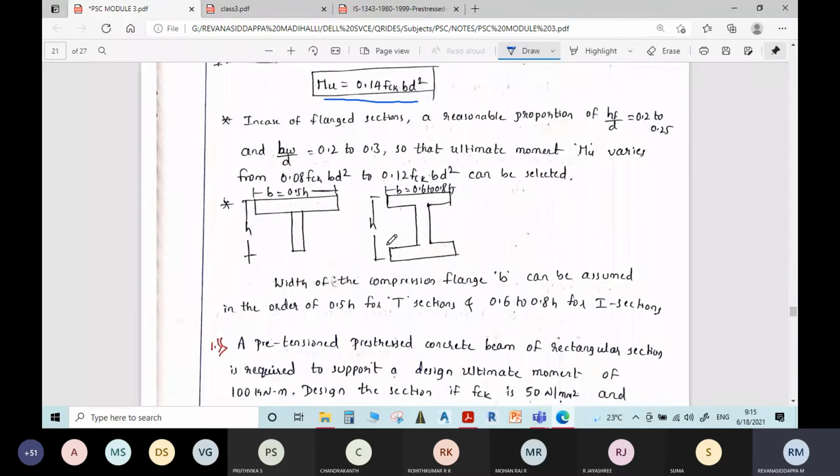Then coming to the design of a flanged section, like a T section or the I section. Here also we need to make some basic assumptions: assumptions for choosing the height or depth of the flange, and for choosing the width of the web. So we need to make some assumptions, then perform the design. This is for the height of the flange.